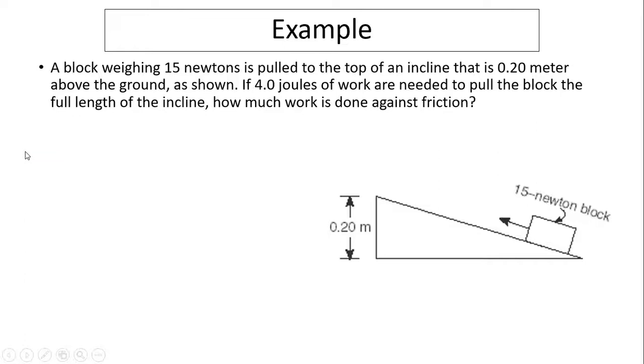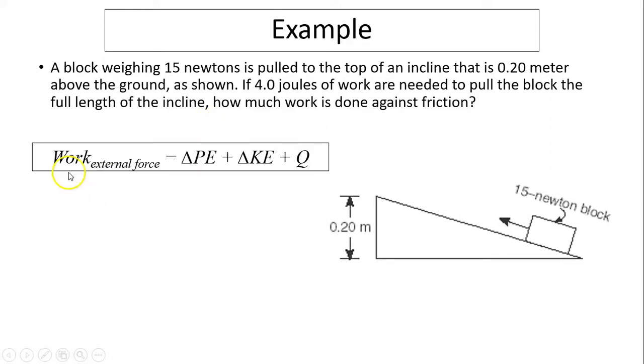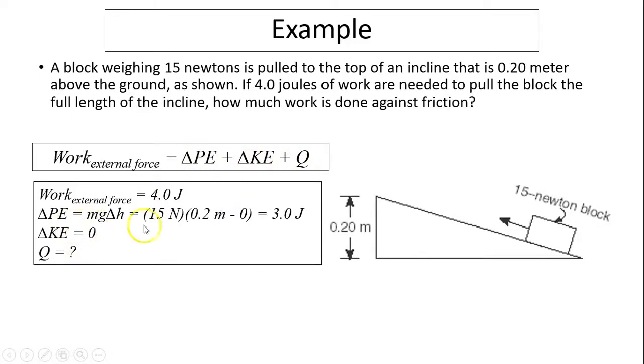Now here is a block weighing 50 newtons put at the top of an incline that is 0.2 meters above the ground as shown. If 4 joules of work are needed to pull the block the full length of the incline, how much work is done against friction? This is a work energy principle problem. Work done by external force is change in PE plus change in KE plus Q. Change in PE is final minus initial. It's 3 joules. The work done by external force is 4 joules.